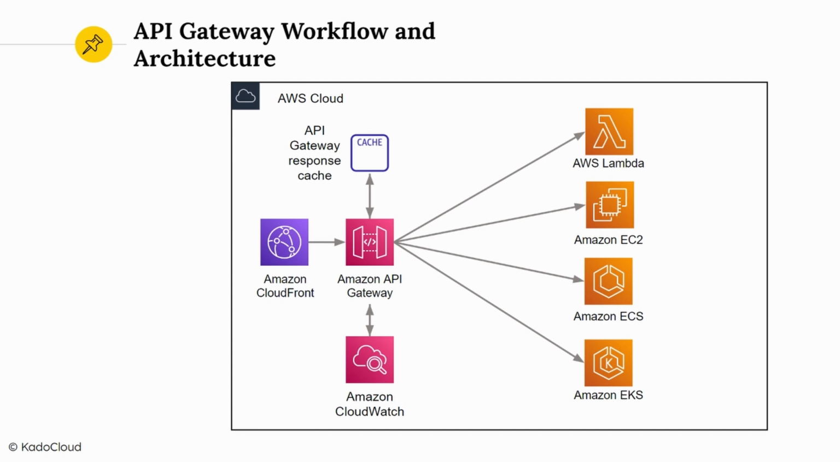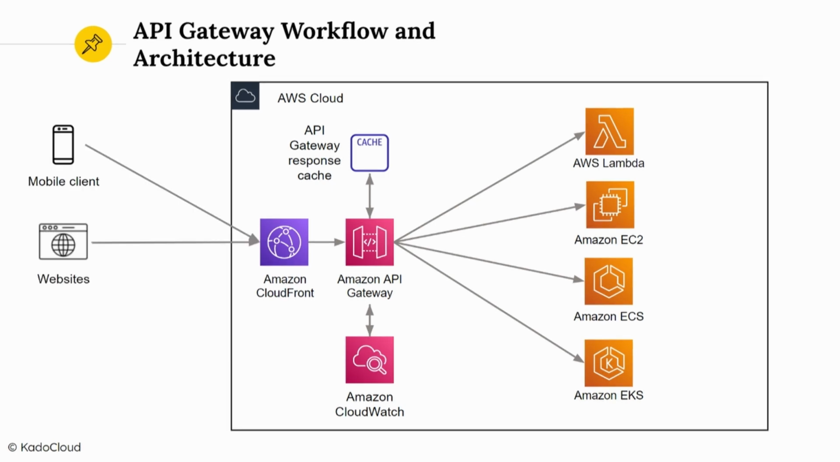The diagram illustrates how API Gateway manages API calls and interacts with other components. Requests from mobile devices, websites, or other back-end services are routed to the nearest CloudFront point of presence, POP for short, to minimize latency and deliver the best possible user experience.